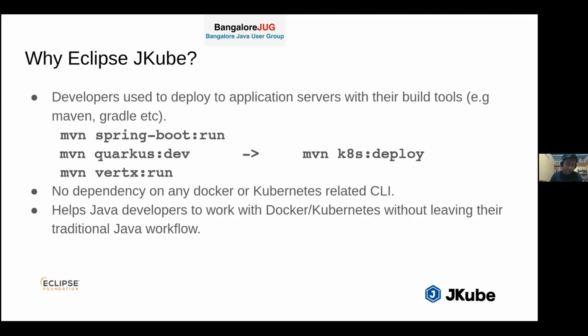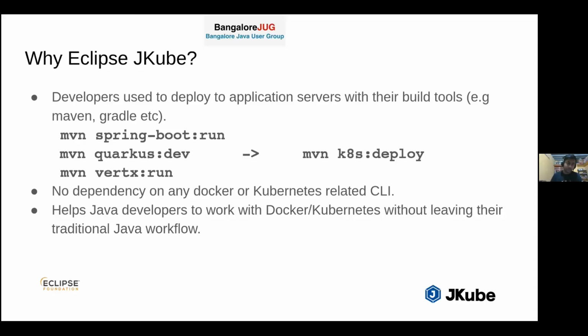We are not dependent on any kind of CLI. Docker and Kubernetes are written in Golang, and all the helper tooling around these frameworks is also written in Golang. So if you have to use it, you would need to download the binaries and run them, which is not really the ideal Java way. To use JKube, you would only need Maven installed. Using JKube is as simple as installing the plugin into your pom.xml.